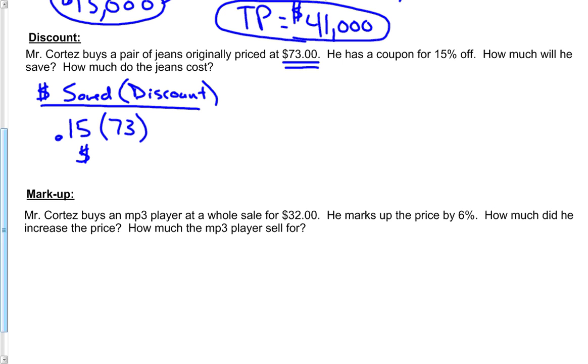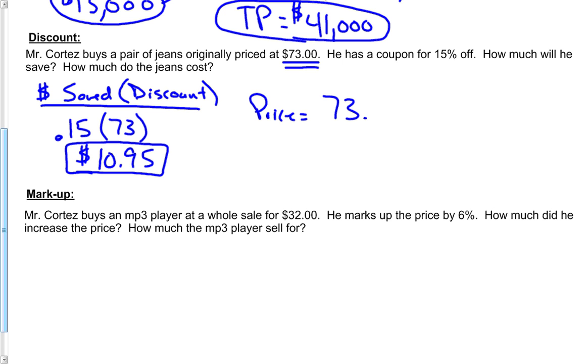$10.95. That's how much he has saved with that discount. So if we want to figure out the actual price of the jeans, think about this now. We know they originally cost $73. If they're discounted, that means we're going to subtract the amount of discount, which is the $10.95.